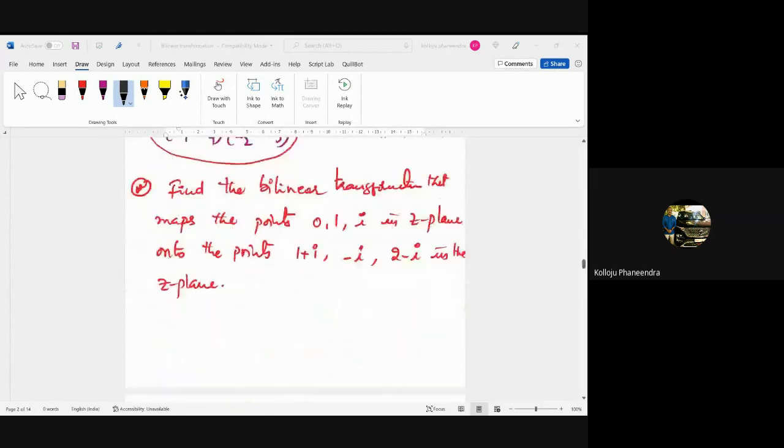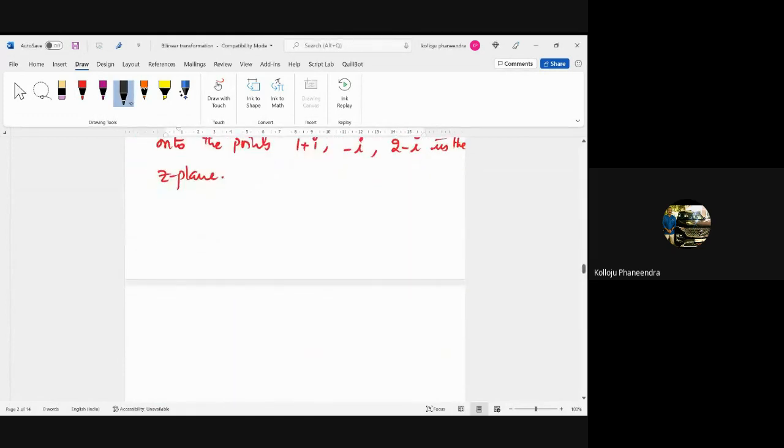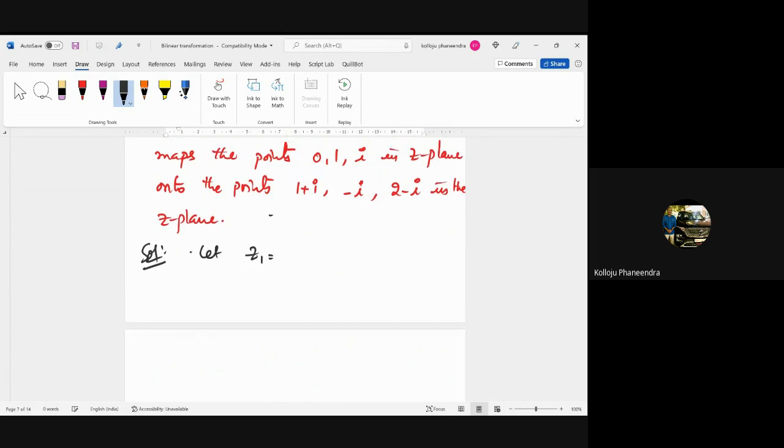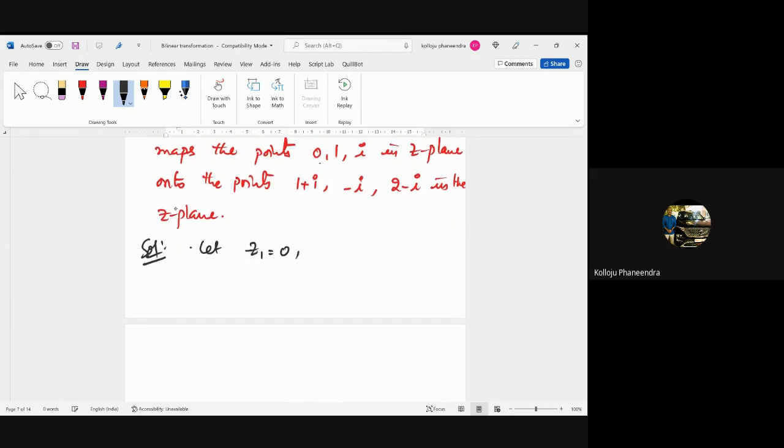Where is it? Yeah, this is the problem. Solution. First, what are the points on the Z plane? Let Z1 equal to 0. These are the points in the Z plane. Z2 equal to 1, Z3 equal to I.